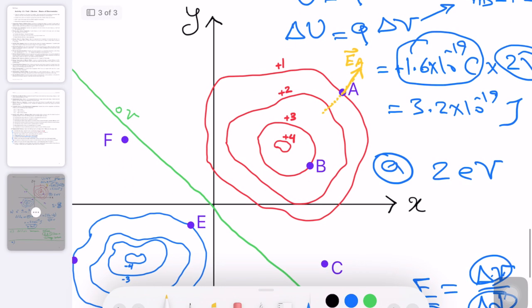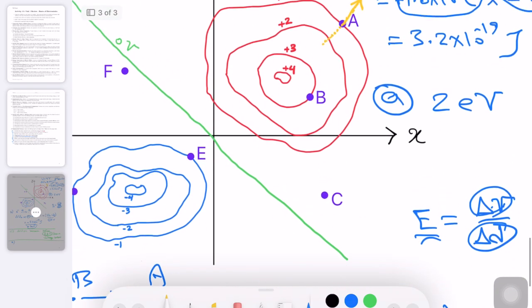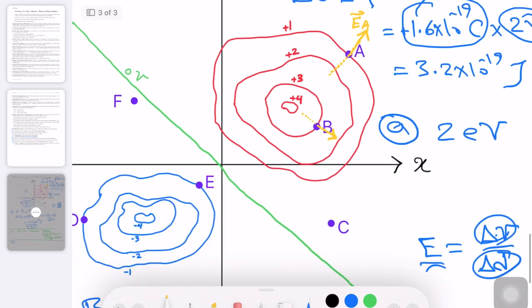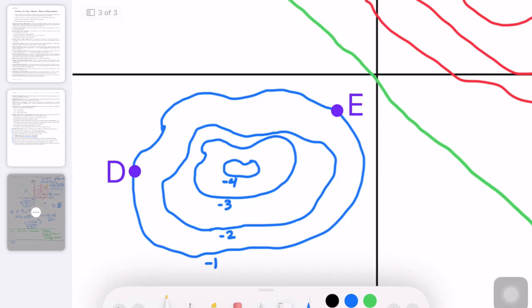Now pause the video and see if you can do the same thing for point B. So I would do something similar for point D. I know that I have to be perpendicular to the contour in the direction of lower potential. Now let's do E. Again, pause the video if you want to think about this for a second and draw it yourself.